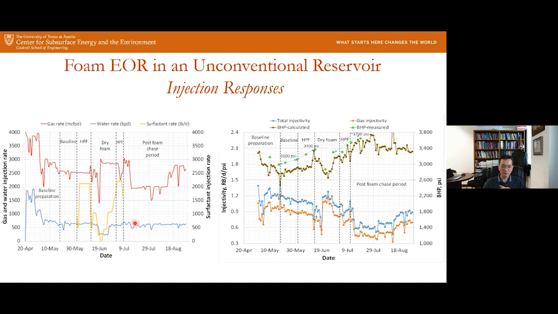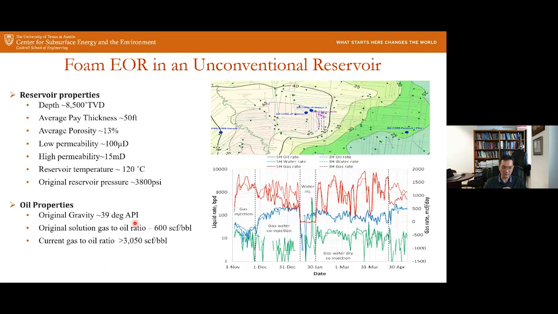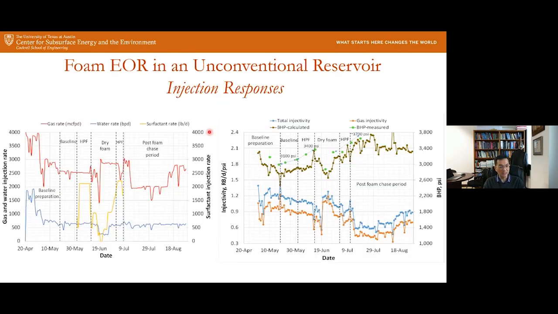And also another conformance issue in this pilot is that a significant amount of water got injected out of zone, meaning outside of the three wells' volume. So that is also another conformance issue, out of zone injection. Now going back to the injection strategy for foam.